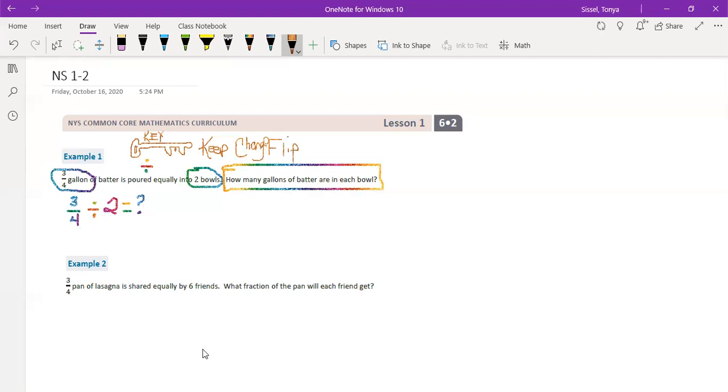So when you do these problems, I expect you to put a K, a C, and an F right above it. Keep, change, flip. So what this means is we keep this 3/4. It stays 3/4.